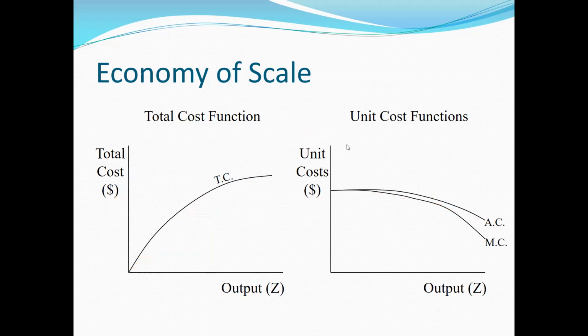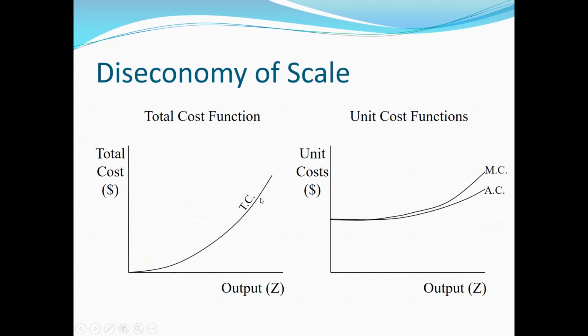Now let's think about what happens in this economy of scale. This is what your total cost curve looks like. And then this is what your average cost and marginal cost curves look like. What I want you to do is think about how do I get from the total cost to the marginal cost? The same ideas. How do you get the marginal cost curve? And how do you get the total cost curve? Or I'm sorry, average cost curve. Same exact ideas. So if I take the derivative, what would I get? The MC curve or the AC curve?